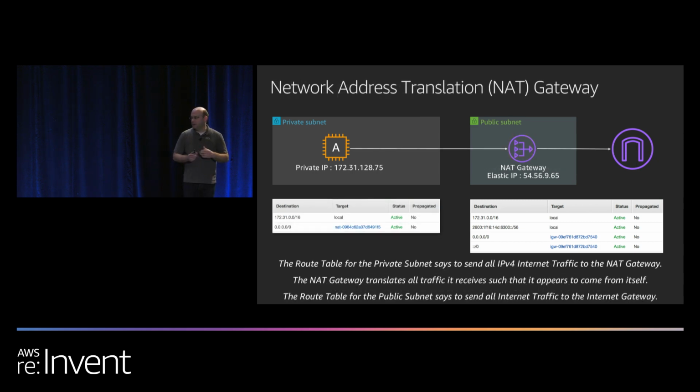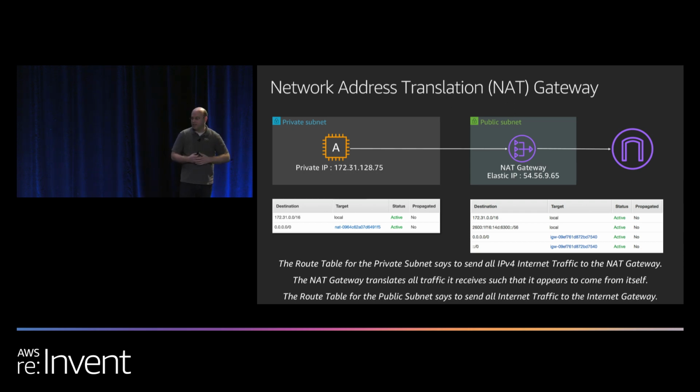Well, what happens when instance A needs to download a patch from the internet? How would that work? Well, that's where the NAT Gateway comes in. NAT Gateway is a managed service provided by AWS that provides port address translation, allowing instances and resources in your private subnets to gain access to the internet.